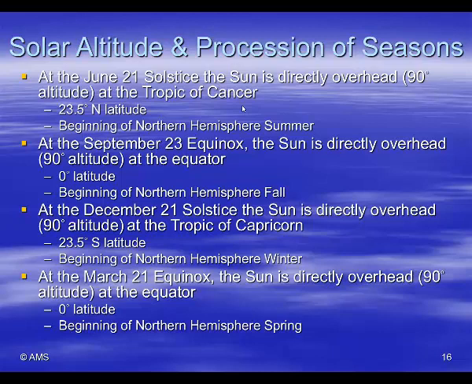December 21st is the solstice where the sun is directly overhead at the Tropic of Capricorn. This is 23.5 degrees south latitude, and it's the beginning of the northern hemisphere's winter. And at the March 21st equinox, the sun is directly overhead at the equator again, and it's the beginning of the northern hemisphere's spring.